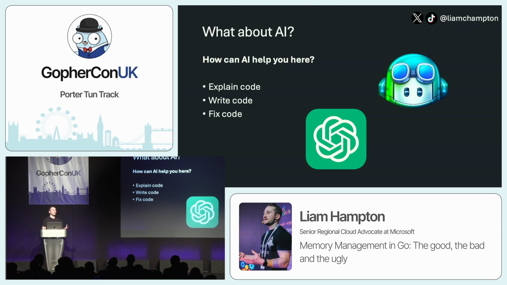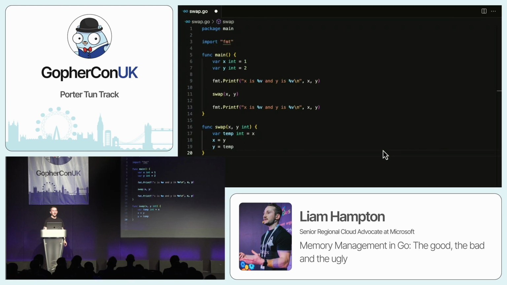So what can it do for you? Well, it can help explain your code, it can help write your code, and it can help fix your code. Now, if I had this a few years ago when I was learning Go, it would have been so much better. I would not have been stuck on that bug for as long as I was. So let's watch a little video of how you can interact with Copilot.